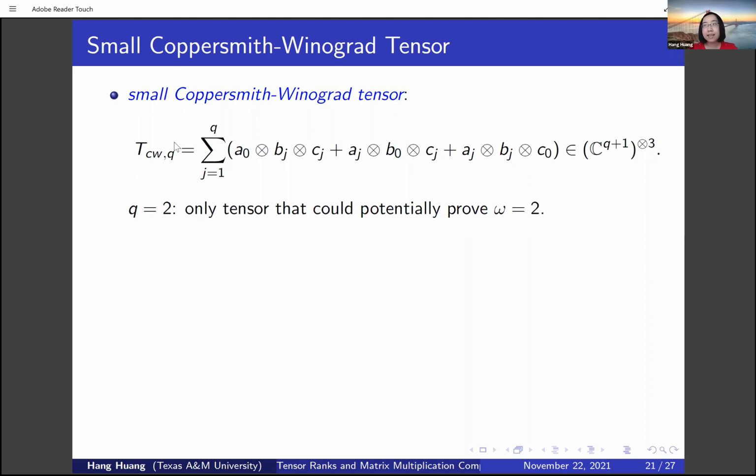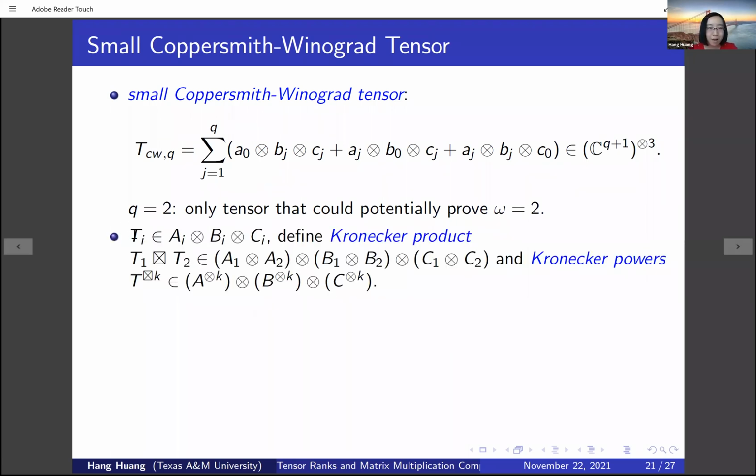It has been known since 1987. But the reason that we don't know whether it is actually possible is that we don't know the border rank of the Kronecker power. Let me briefly recall the definition of the Kronecker power. If I have two 3-mode tensors, I can define what's called the Kronecker product: you just take these two tensors, tensor them together, and reorganize the terms such that it becomes another 3-order tensor.